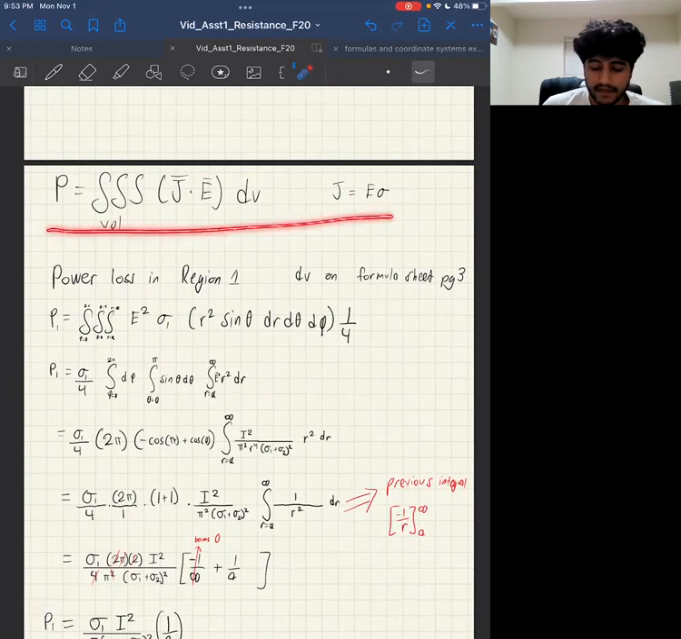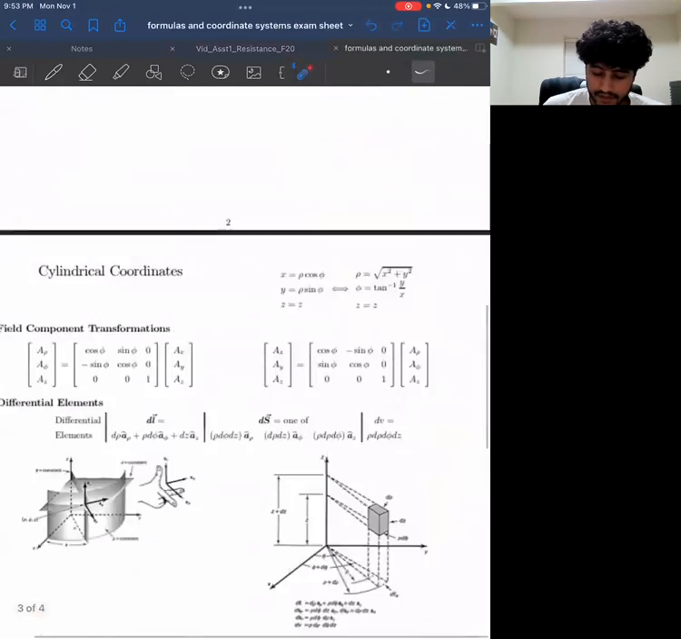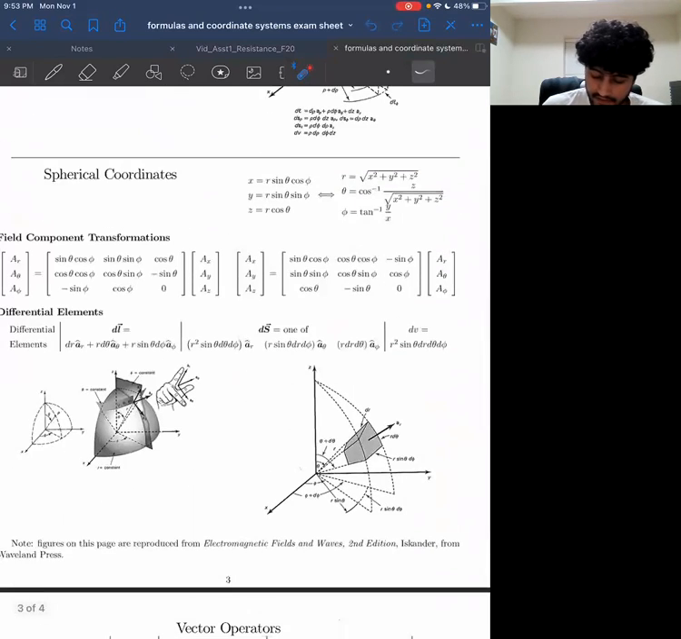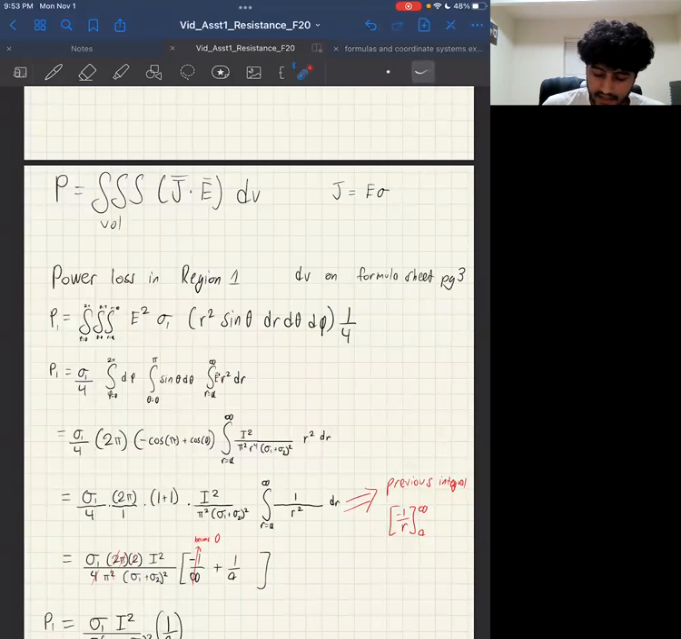So that can be found by getting the power loss equation, which is on the formula sheet right here. And note that dV for a sphere is right here. So we get that from the formula sheet. But this 1/4 value is something that I added because each region is not a full sphere. It's 1/4 of that sphere. So we take out the constants and we solve the integral.